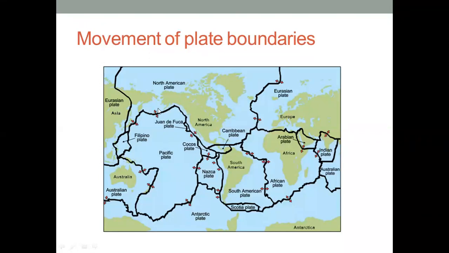Here you can see the convection currents will drive this plate and this plate to collide with each other. Because of that, a collision boundary or convergent boundary will be happening at these locations.